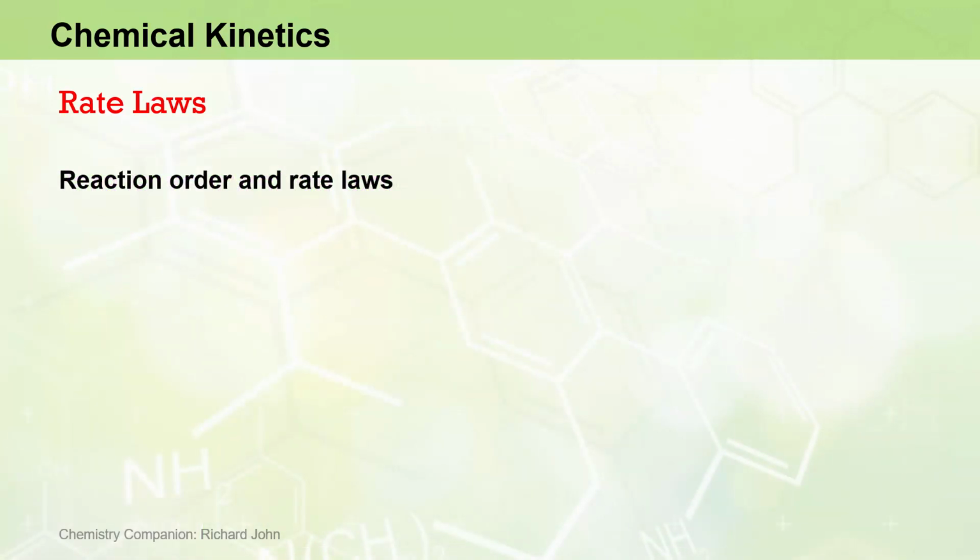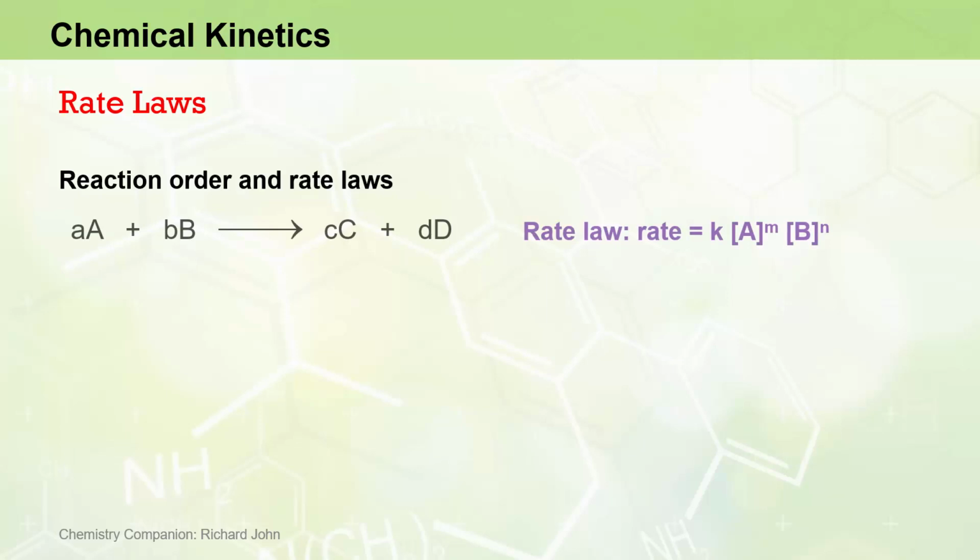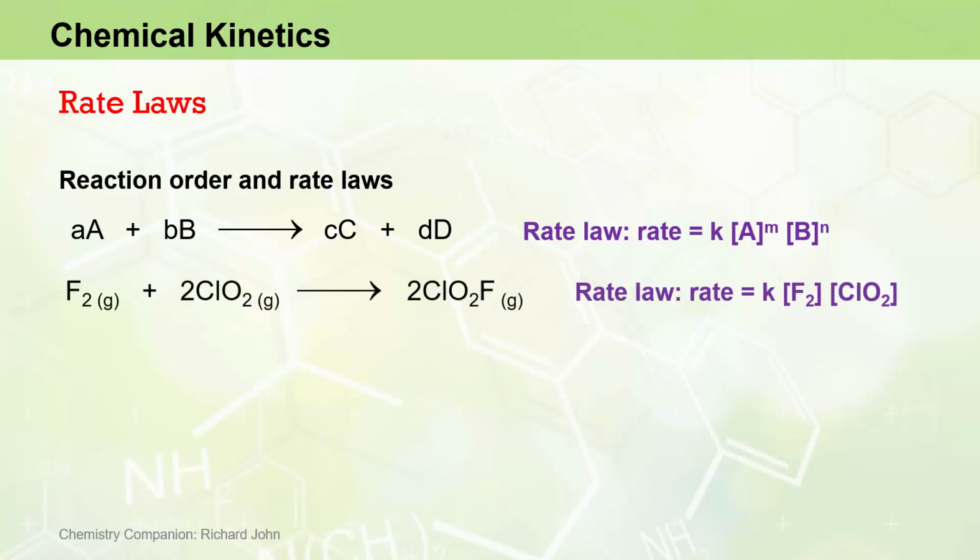Before that, however, it's important we get our terminology correct when talking about rate laws. For the general chemical reaction A plus B goes to C plus D, the rate law shown has exponents of m and n, and these are called reaction orders. For the specific reaction we have just seen between fluorine and chlorine dioxide, we determined that the values of m and n were both 1. Remember, we do not explicitly write the number 1 in rate laws.